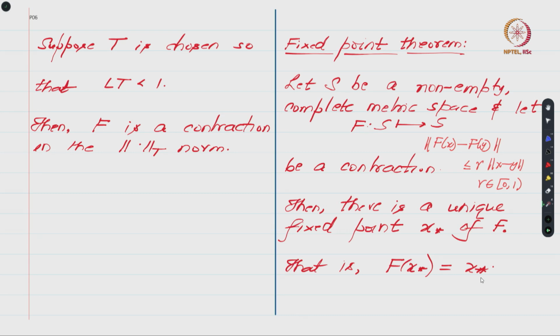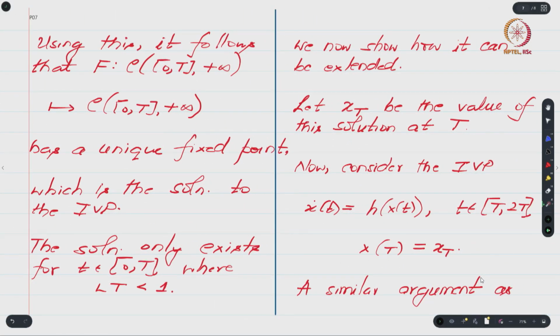So we can now use this property in the context of the f that we have. Recall the f that we had defined, which goes from this set of continuous trajectories to this set of continuous trajectories, and we had shown that by the choice of capital T, this f is actually a contraction. Hence from the Banach fixed point theorem, one can conclude that this f has a unique fixed point. Because it is a unique fixed point, that automatically implies that we have a unique solution to the initial value problem, which restricts itself to the time interval 0 to T.